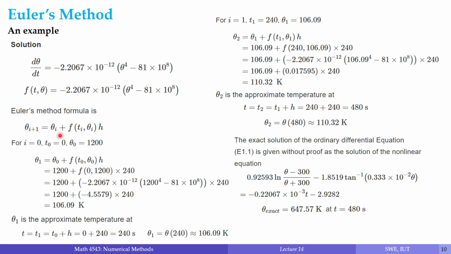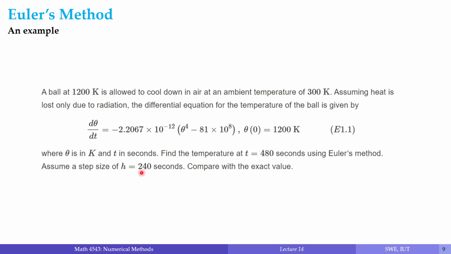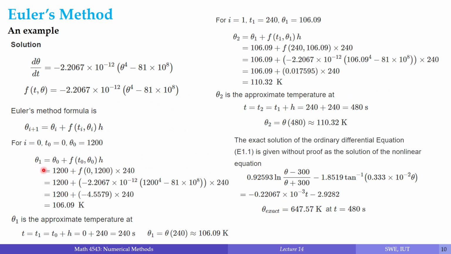We'll plug in our values using our calculator and try to come up with the θ1 value, or the approximation of the temperature at the first step. By first step we mean when we go ahead by 240 seconds. If you recall, one step was 240 seconds long. So θ1, which means after 240 seconds, the ball will approximately be 106.09 Kelvins hot. As they have said here, θ1 is the approximate temperature at 240 seconds. So this is the approximation.